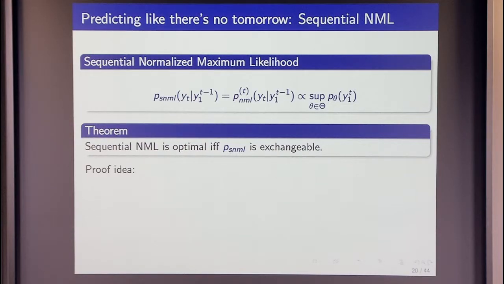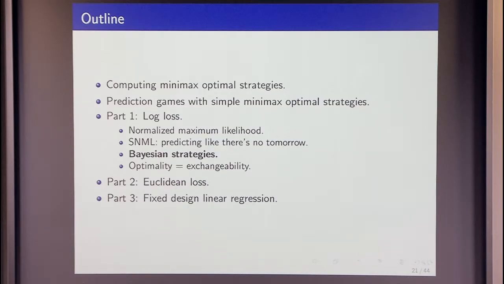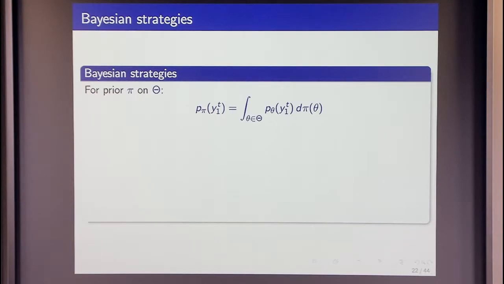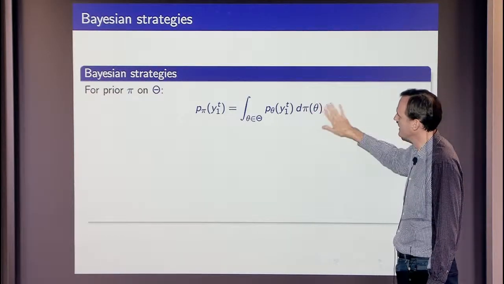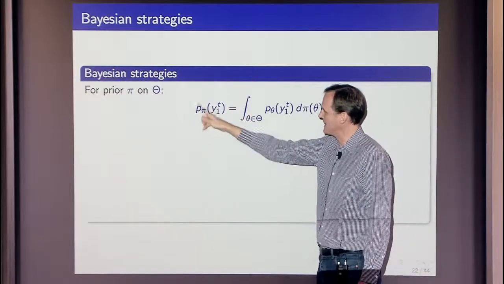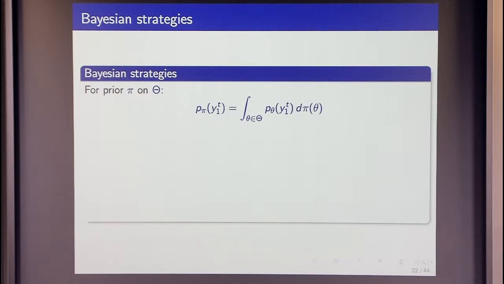Act as if you're about to finish the game after the next step. And I'll skip over the proof there. It involves this equalizer property for NML. Pretty straightforward. So the other class of strategies that I wanted to say something about is Bayesian strategies. We have some prior distribution pi on our model, and the Bayesian strategy assigns a joint distribution that's just the expectation under that prior of the density.